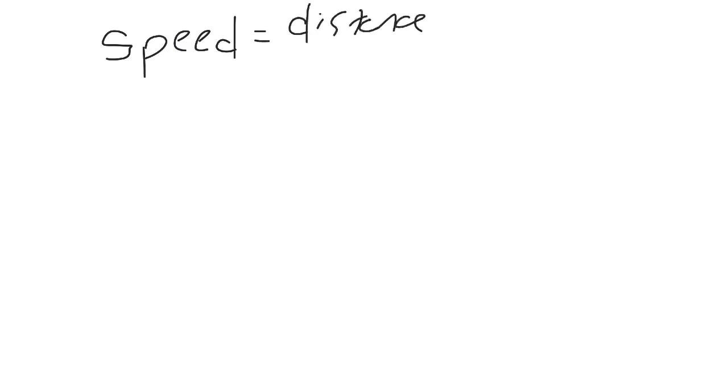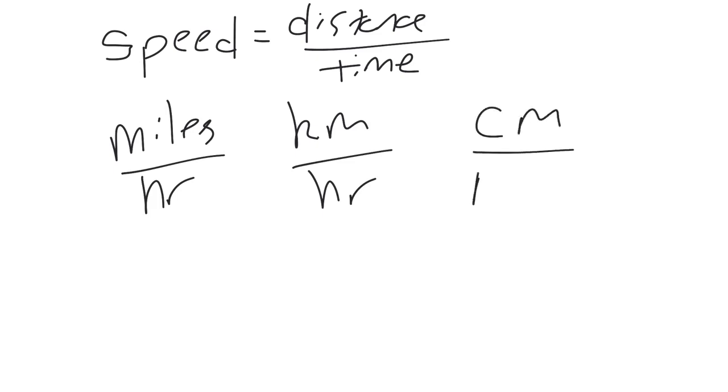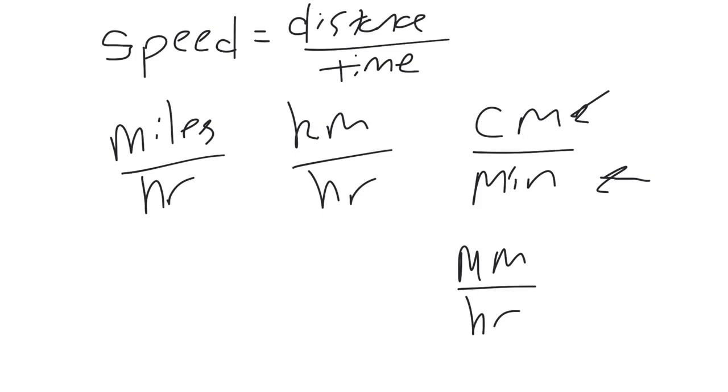Now, because speed is a distance divided by time, we can have a lot of different types of units here. We can have miles per hour, which we measure in the United States. We could have kilometers per hour, which is more of a metric system unit. We could even have centimeters per minute. That'd be a distance divided by a time. We could have millimeters per hour, which would be very, very slow, but we could do that. We could have all of these different units.